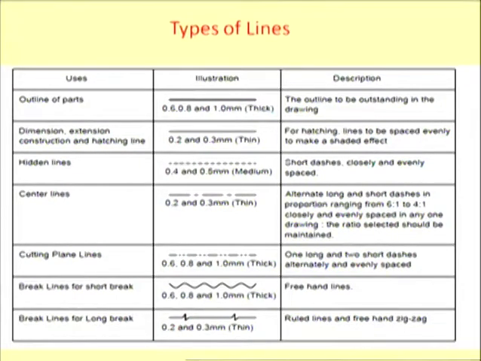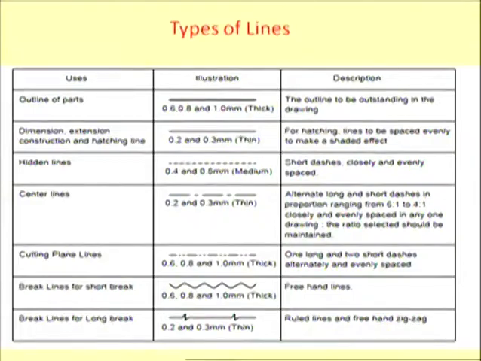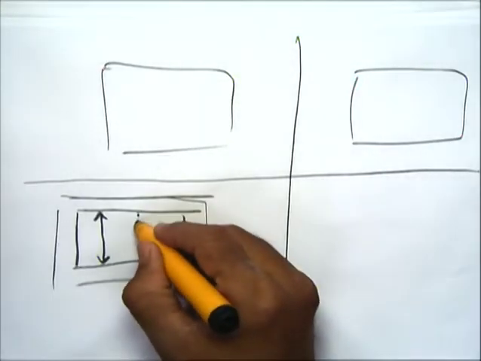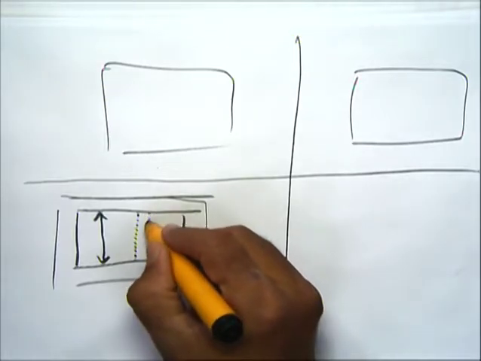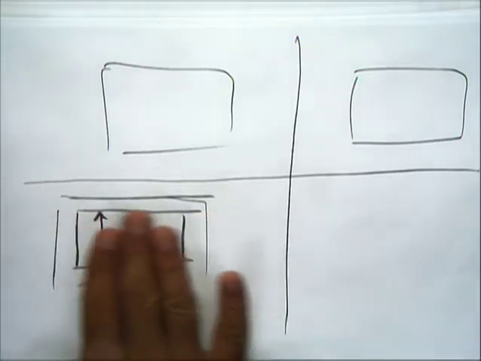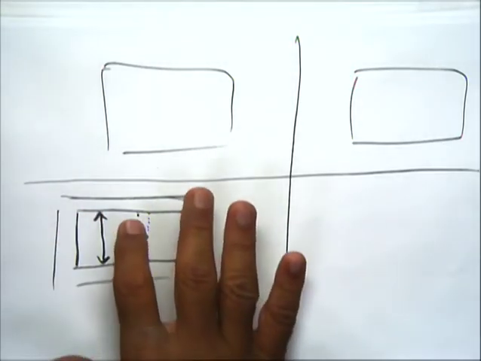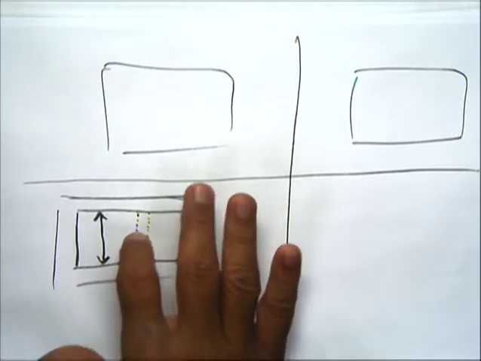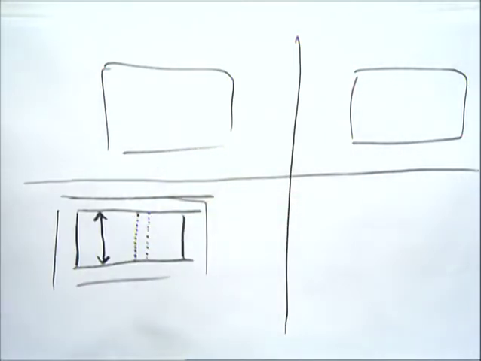Then hidden lines. Sometimes we have to show the components which are not directly visible. They are not in the view, but they are to be shown in the plan. That is called hidden objects. Hidden objects are drawn by dotted line. Suppose there is a pipeline beneath the flooring of a room. The pipeline is not visible, but it is there, it is hidden, so we draw it by dotted line.